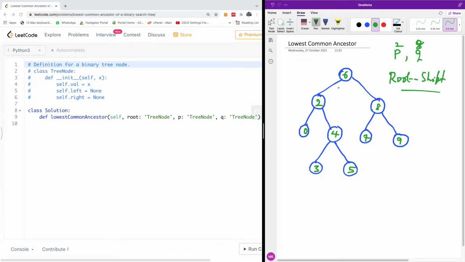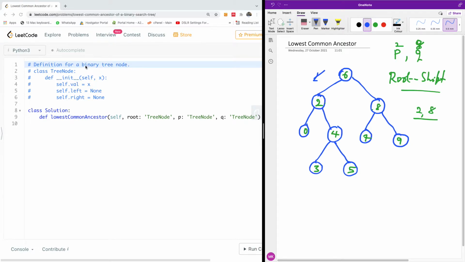So you're going to start from the root. You are going to check if this root is a common ancestor. If it is, for sure you are going to return it. But what you should check is whether both of them, in this case 2 and 8, are less than 6. If both of them are less than 6, it means that both of them are on the left subtree.